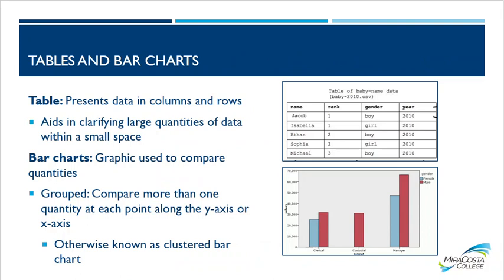Tables and bar charts. A table presents data in columns and rows, aids in clarifying large quantities of data within a small space. A bar chart is a graphic used to compare quantities. Grouped, compare more than one quantity at each point along a y-axis or an x-axis, otherwise known as a clustered bar chart. Again, you can create these easily in Word or Excel. I think Excel is the easiest one to create them.